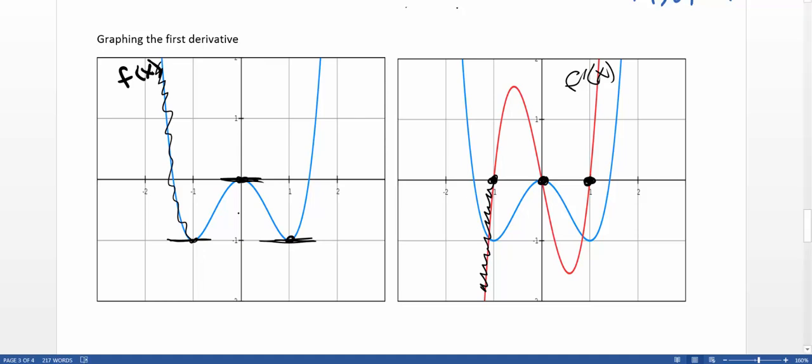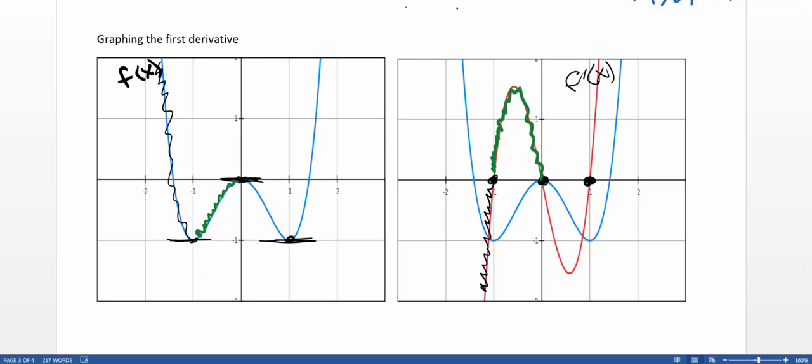Now, between -1 and 0, we are increasing. So when we're increasing, that means we have to be positive. So my derivative has to be above the x-axis between -1 and 0. Additionally, I know that I have to go through the axis at -1 and again at 0, which means to be above, I'm going to have to turn around to be able to get back to that 0.